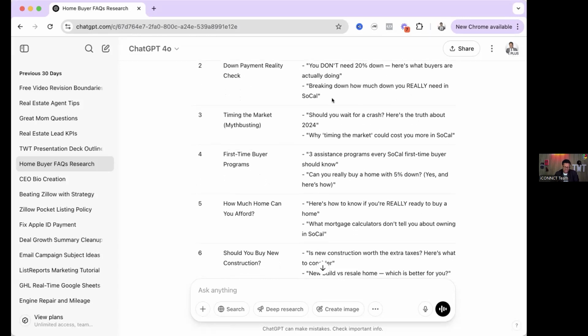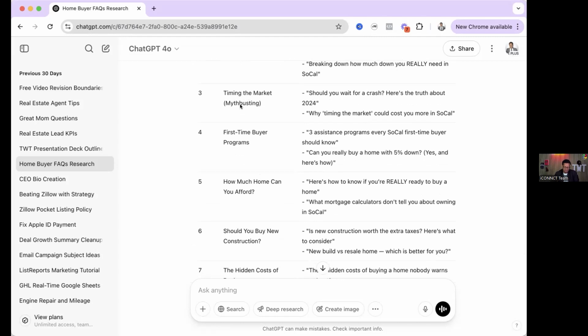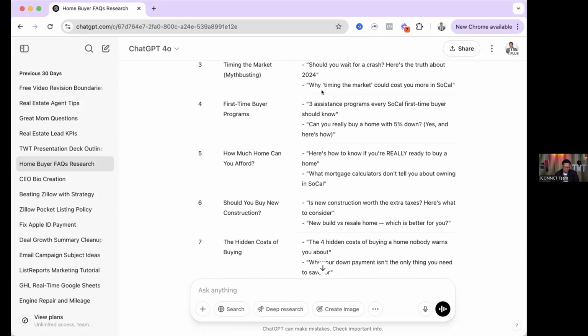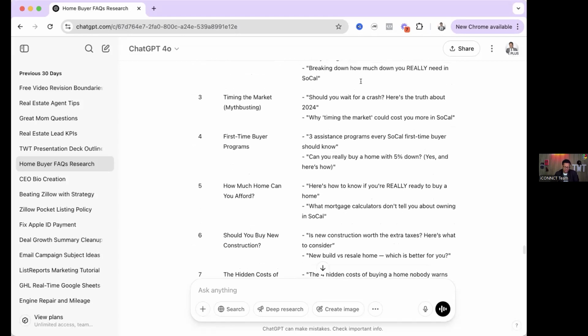Breaking down how much down you really need in SoCal. Time in the market. So this is week number 3. Should you wait for a crash? Here's the truth about 2024. Why time in the market could cost you more in SoCal.